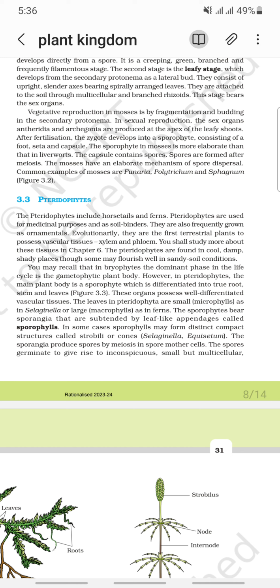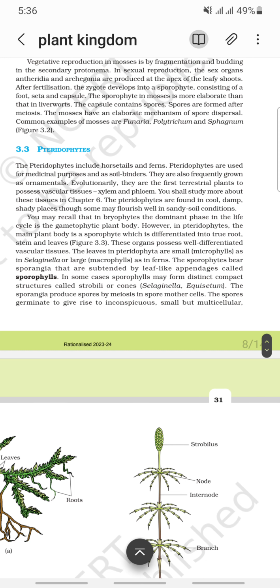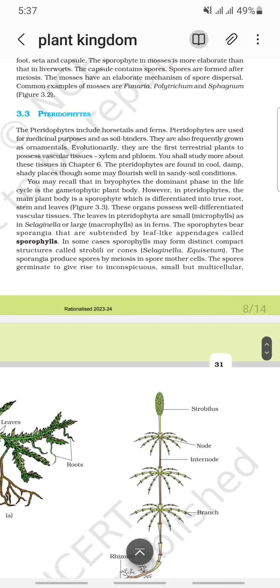After fertilization, the zygote develops into a sporophyte consisting of a foot, seta, and capsule. The sporophyte in mosses is more elaborate than that in liverworts. The capsule contains spores. Spores are formed after meiosis. The mosses have an elaborate mechanism of spore dispersal. Common examples of mosses are Funaria, Polytrichum, and Sphagnum.